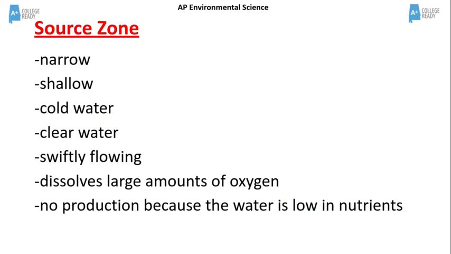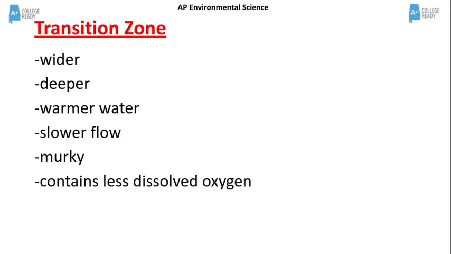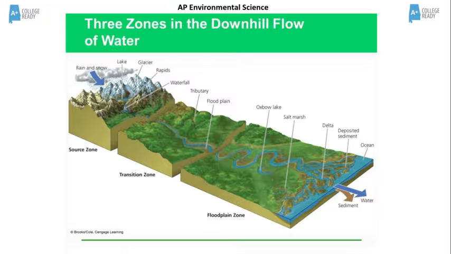The source zone is narrow, shallow, and the water is cold, clear, and flowing swiftly. The movement of the water allows large amounts of oxygen to dissolve, but since the water is low in nutrients, productivity is low. This is a picture of the narrow headwaters or source of a river originating in the mountains. The transition zone is wider and deeper. The water is warmer and flows more slowly. The water is murky and contains less dissolved oxygen. In the diagram, locate the source and the transition zone.